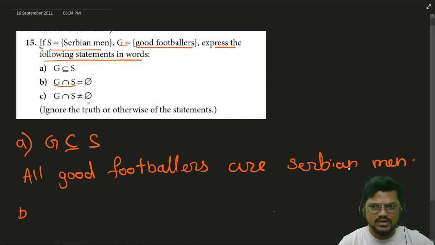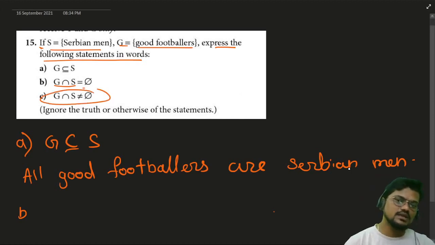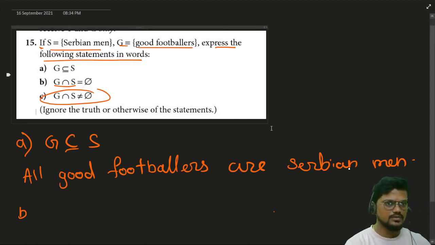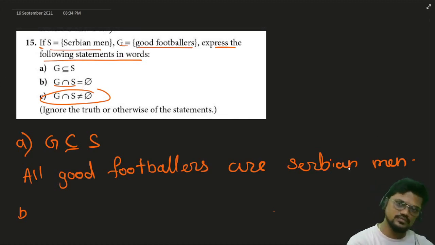Now over here in the third one, they have said that it is not an empty set. That means there is something in common. It is not equal to an empty set. That means some Serbian men are good footballers. You can also say some good footballers are Serbian men. You can say it either way, both are right. Got it?